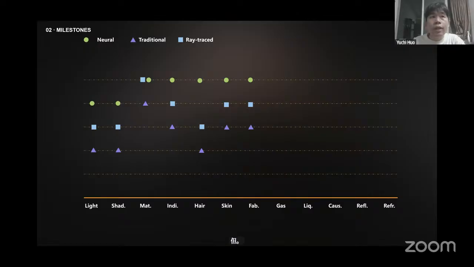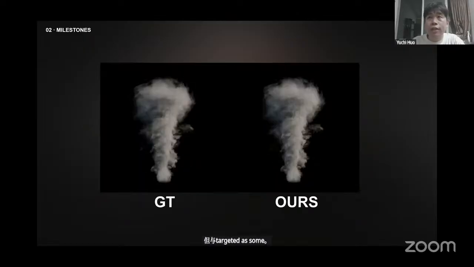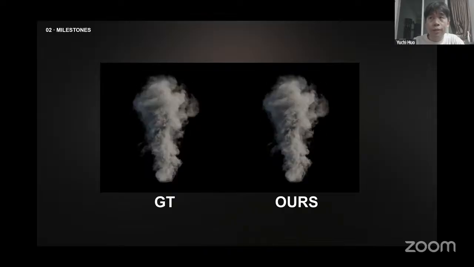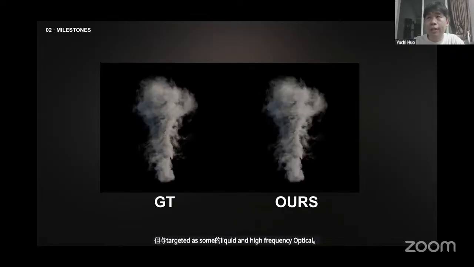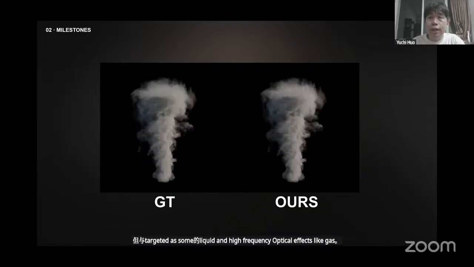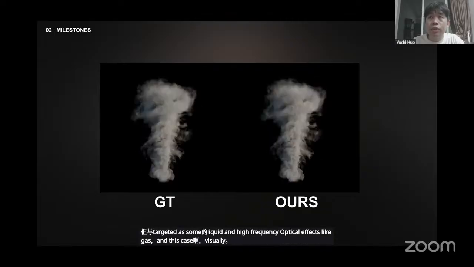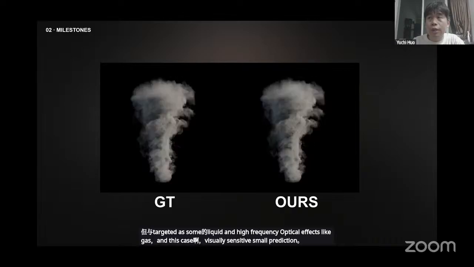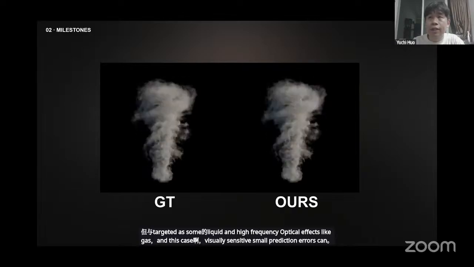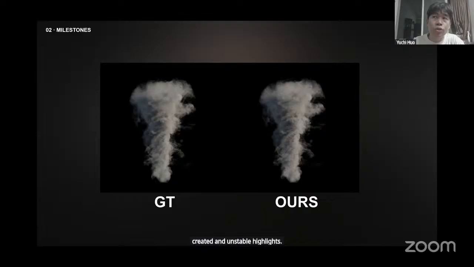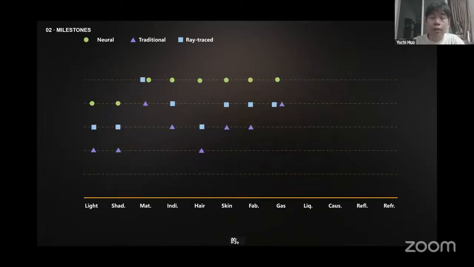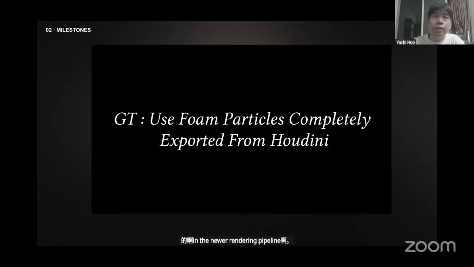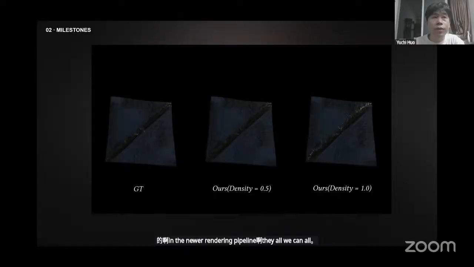Then we target some challenging effects like liquid and high-frequency optical effects like gas. These cases are visually sensitive. Small prediction errors can create flickering, unstable highlights, or incorrect energy distributions. But in the neural rendering pipeline, we can outperform the traditional method.